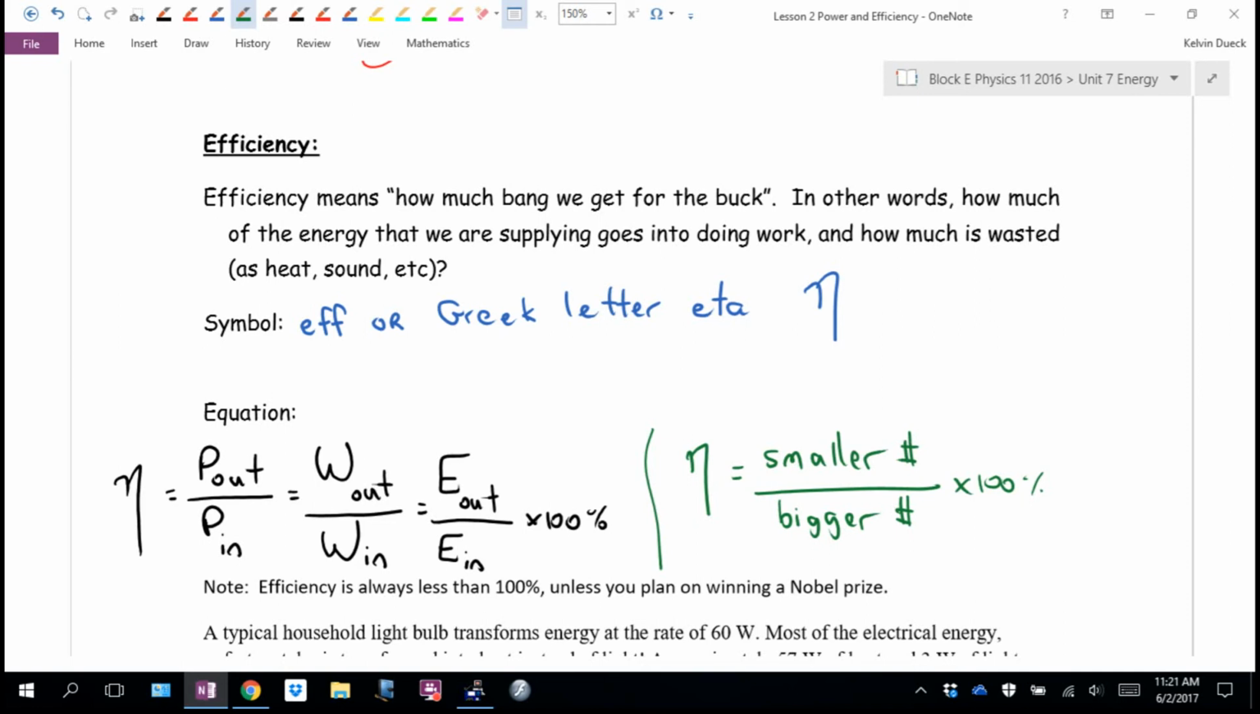I'll give you a basic. When you plug something into an outlet, the power coming in is coming from an outlet. So I get confused. You know what? I always just know can't be more than 100% efficient. You ask me to figure out how efficient something is, the smaller number's going on top. Bigger number's going to the bottom.